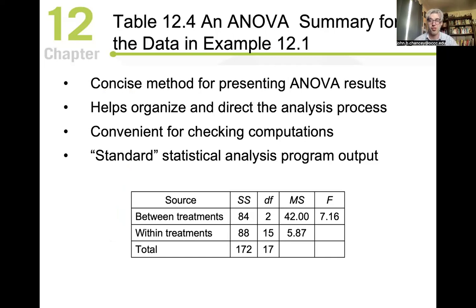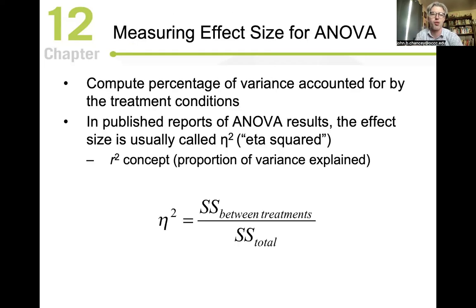So this is the way we present the ANOVA results. It helps us organize, it allows us to direct the analysis process, and it's a standard way of showing it. So we have our between and within treatments, we have our degrees of freedom here, mean squares, we have our total here, and we have our F value here, which is much higher than 1. It's a much higher ratio than 1 in this case. So we probably have something going on there, some kind of significant result.